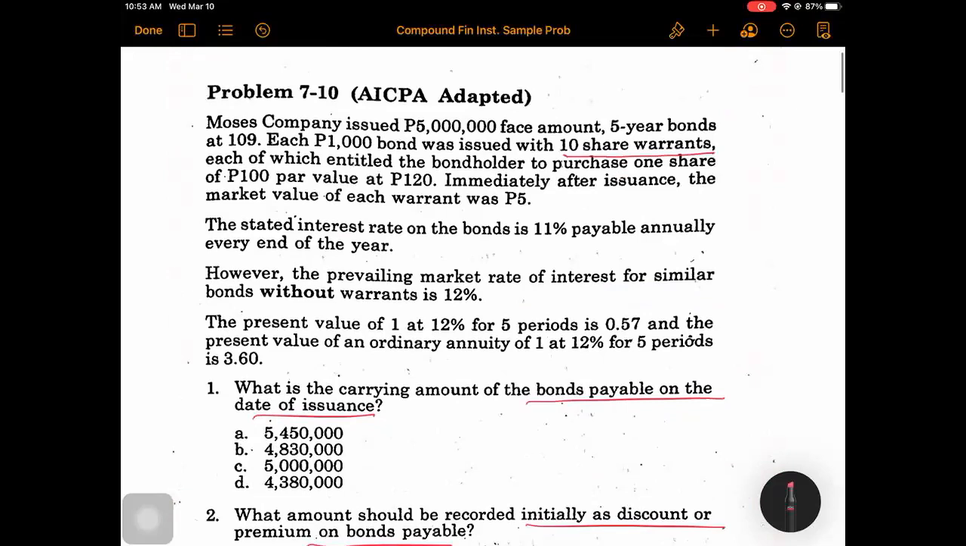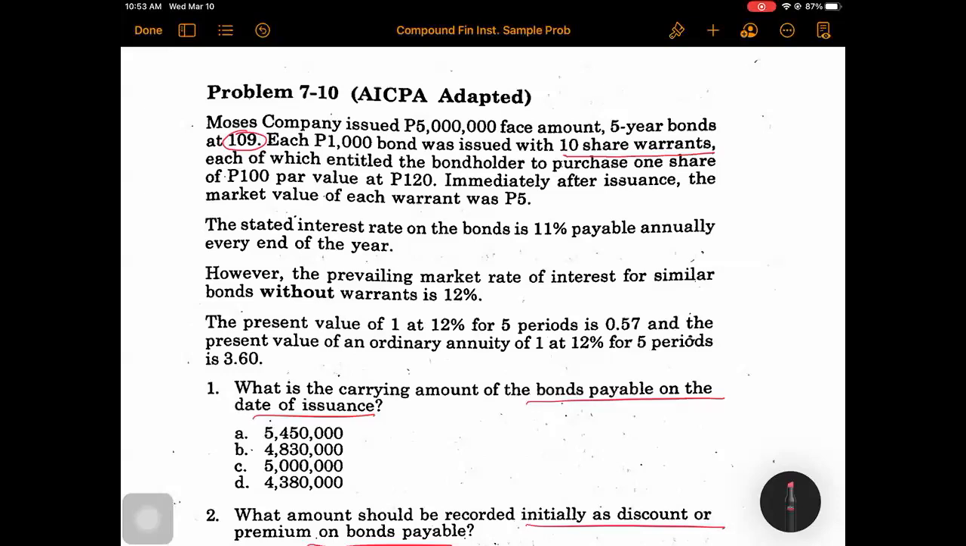So Moses Company issued 5 million face amount, 5-year bonds at 109. Okay, that is your issue price with warrants, di ba? So that is the total issue price.